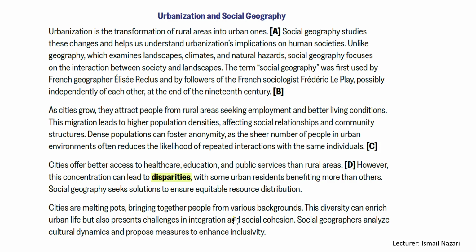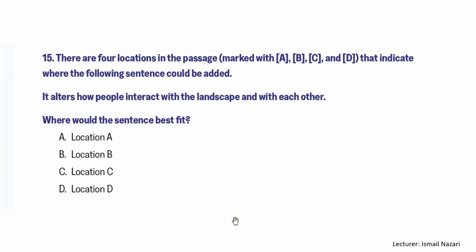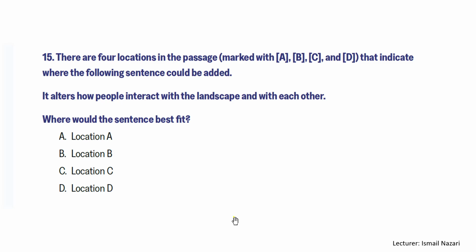So we have another question here. There are 4 options given, and the new sentence is here. There are 4 locations in the passage marked with A, B, C, and D that indicate where the following sentence could be added. What is the new sentence? This is the new sentence.